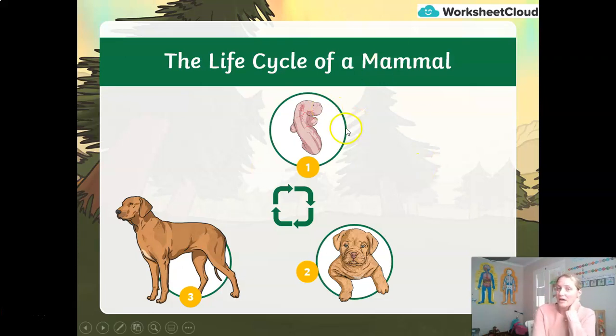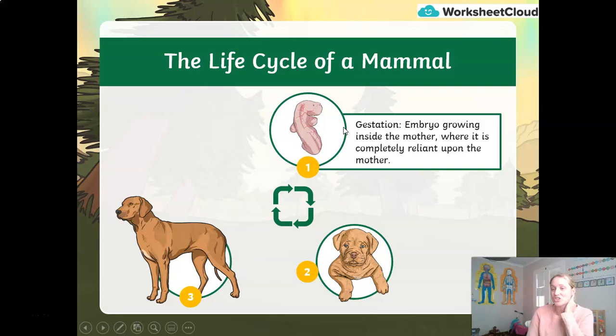Stage number 1 in the life cycle of a mammal is gestation. Hopefully you remember that word. We had it on our vocabulary list for today. Gestation is the period in a life cycle of a mammal when an embryo grows inside a mother. It is completely reliant on its mother and is not yet out in the world. So every mammal, because they give birth to live young, has a period of gestation where the mother carries the baby and is part of the mother's body during that time.